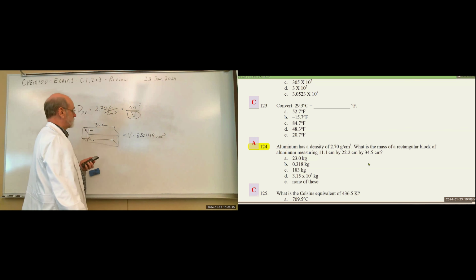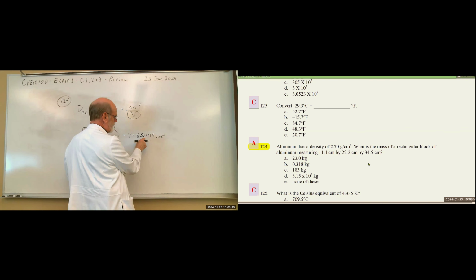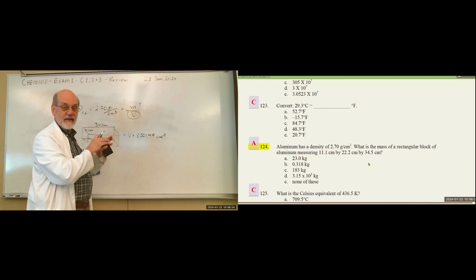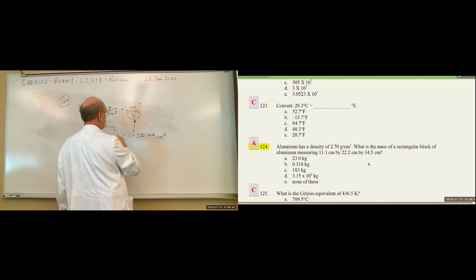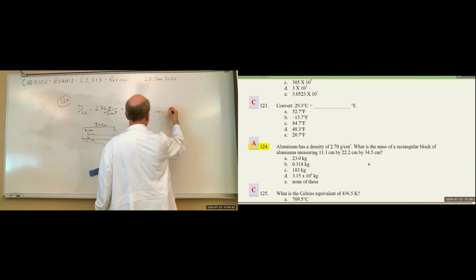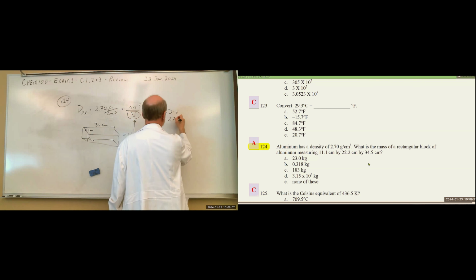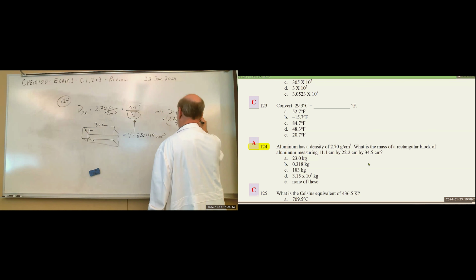Cubic centimeters. Now, we're supposed to only have three significant figures here, but if we do that, we may introduce a rounding error. So since we're all multiply and divide, and there's no add or subtract in this problem, we'll plug this one in here, which means the mass equals density times volume. That's 2.70 grams per cubic centimeter times 8501.49 cubic centimeters.